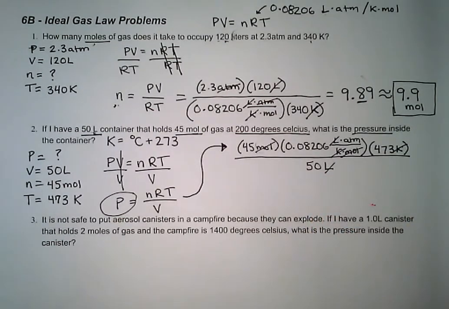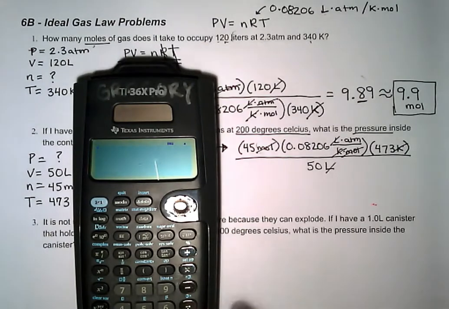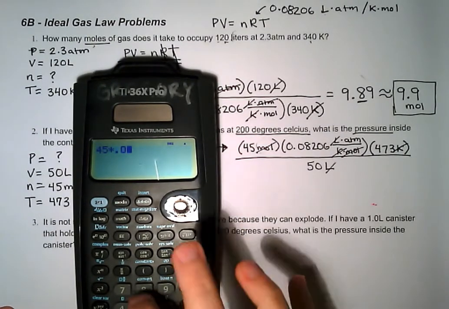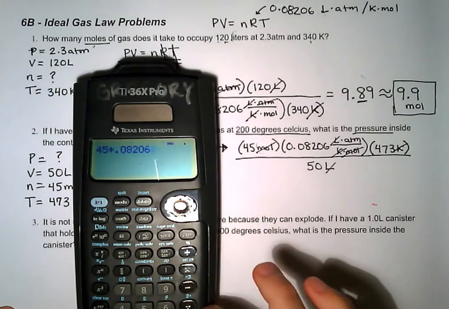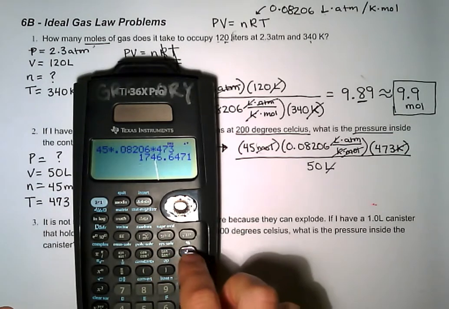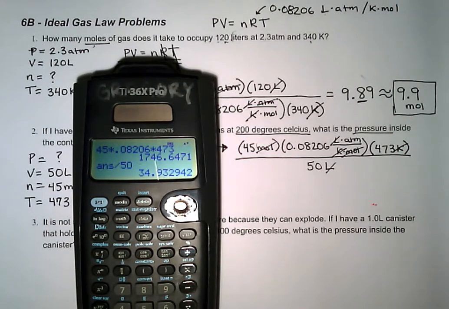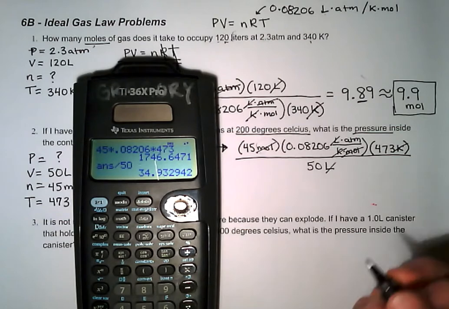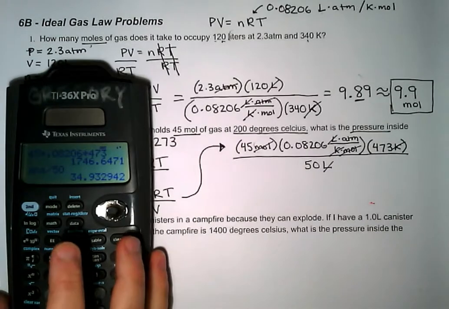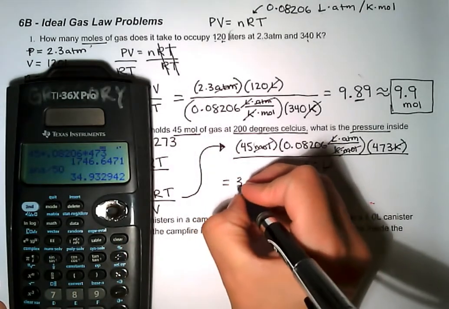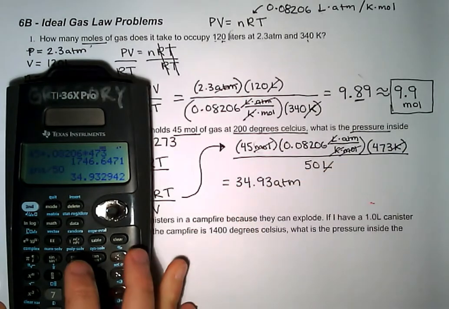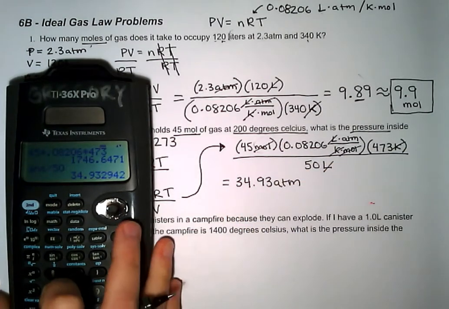So let's get our calculator out and plug this in. We have 45 times 0.08206 times 473. Get that answer and then divide by 50. And we got 34.93, so that equals 34.93 ATMs. But we do need to look at our significant figures in our values.